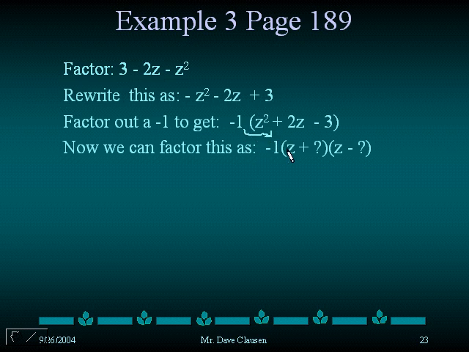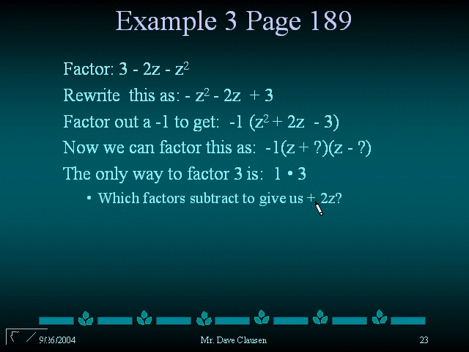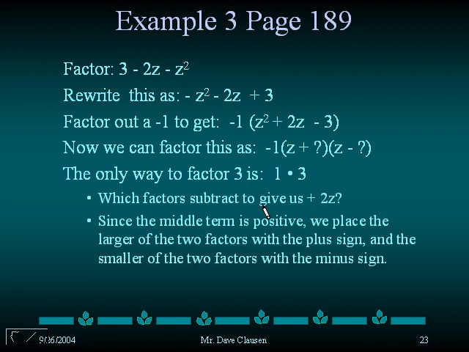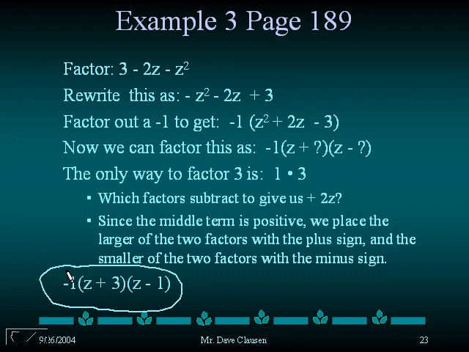But that's going to factor as z plus something times z minus something. List all the ways of factoring 3. Well, that's a small list, just 1 times 3. We want positive 2z, because that's our middle term. So therefore, since the middle term is positive, we put the larger of these two integers, 1 and 3, with the addition sign, and the smaller with the minus sign. And again, don't lose that negative 1 that we factored out. So that's negative 1 times z plus 3 times z minus 1.